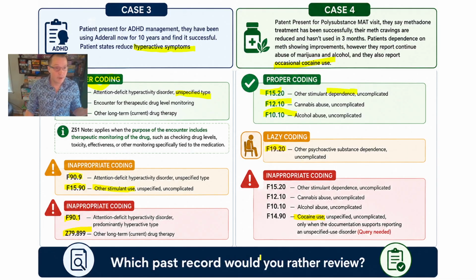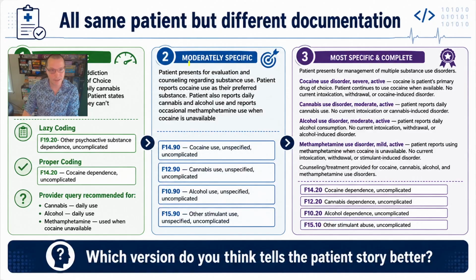And let's just ask this question for this one. If you were reviewing a past record of a previous provider and now you're continuing the care for the patient, which one do you think tells the story of the patient better? The simple F19 code or all of the drugs for the patient? Personally, I think the top one, obviously. For the ADHD patient, do you think it's better to label them as a drug addict? Or do you think it's more appropriate to label them as someone who's just on an RX of Adderall? I think that one's quite obvious.